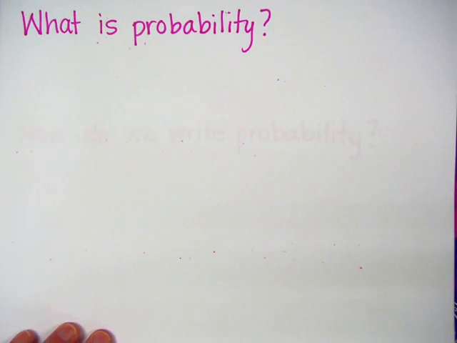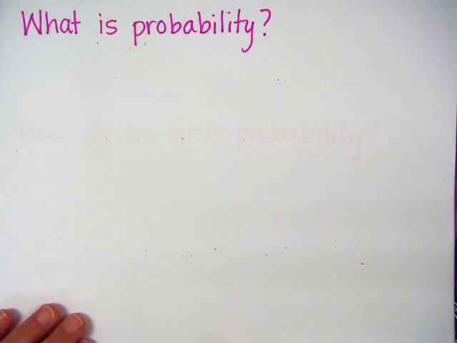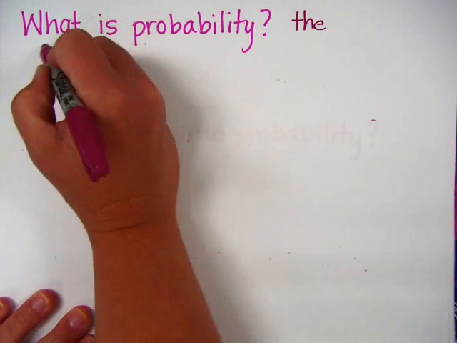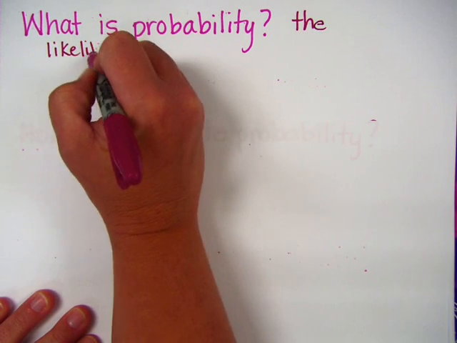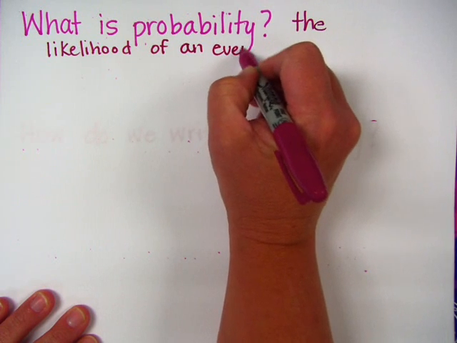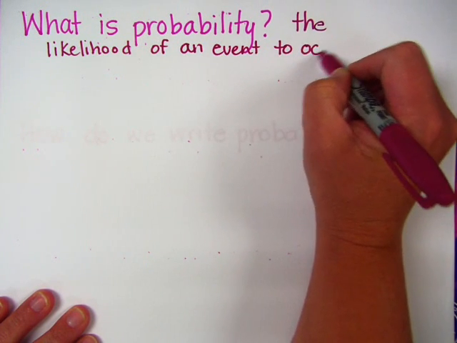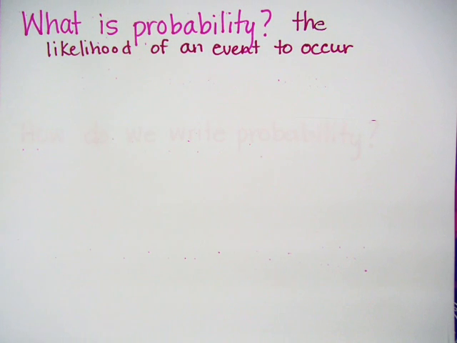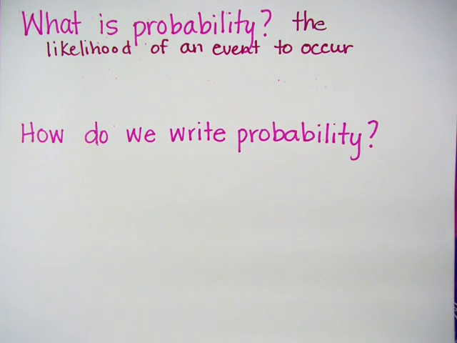So if you have your summary sheet out, the first thing that you're asked there is, what is probability? Probability is the likelihood of an event to occur. So just like the example I gave, that 20% chance of rain means that there is a 20% out of 100%, of course, chance that it may rain today.